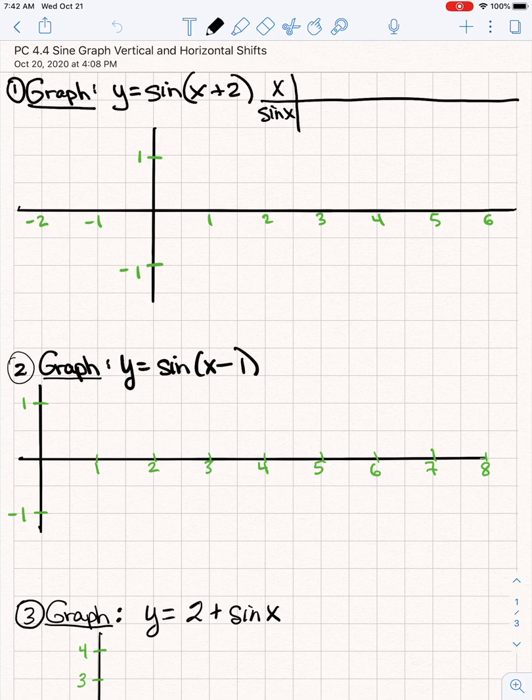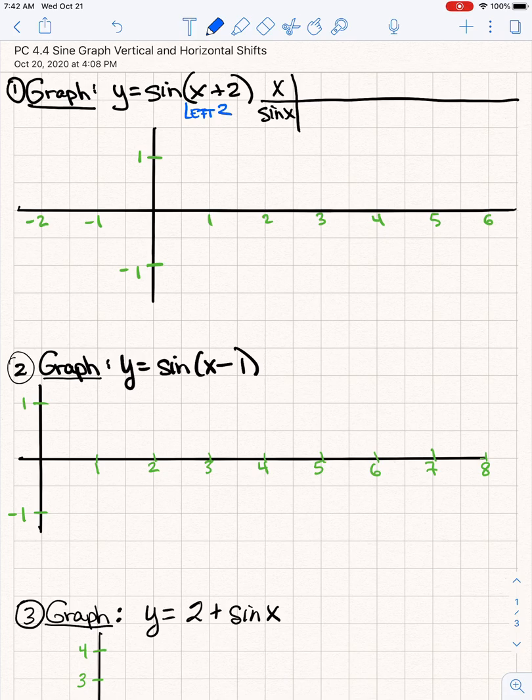Hi there. In this video, we want to go through how to graph the sine graph with a vertical or a horizontal shift. Okay, this first equation I have for you is y equals the sine of x plus 2. From our previous study of transformations, you know that if it's x plus 2 in the quantity like that, that's going to indicate a shift to the left of 2.